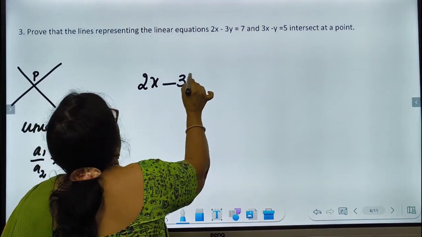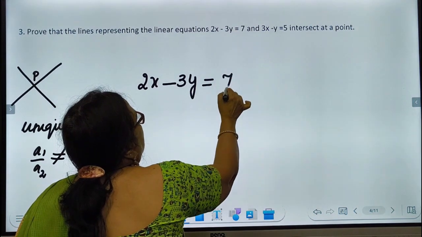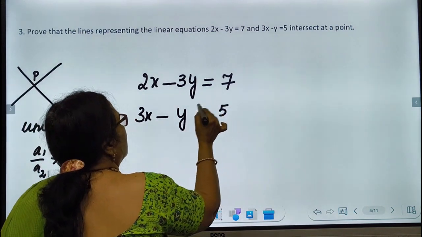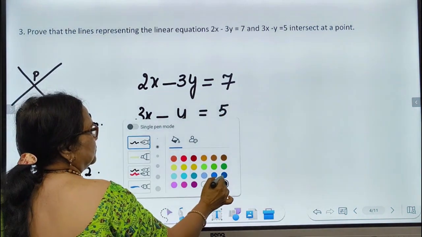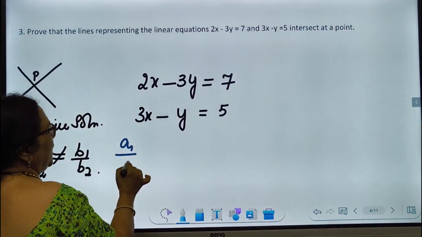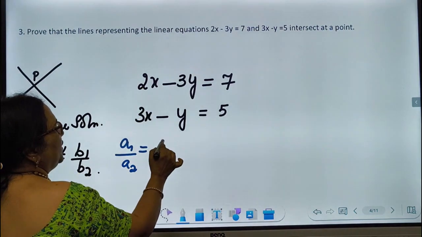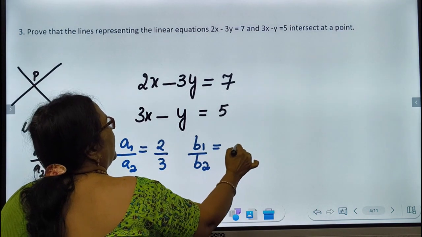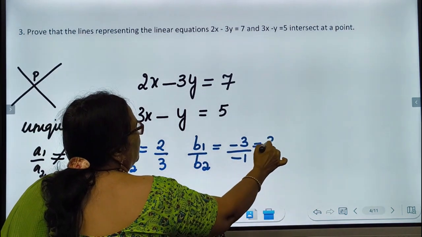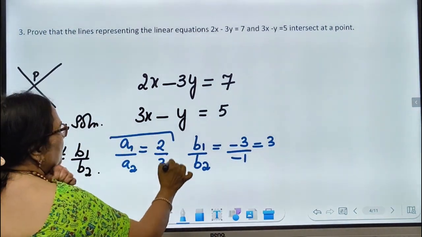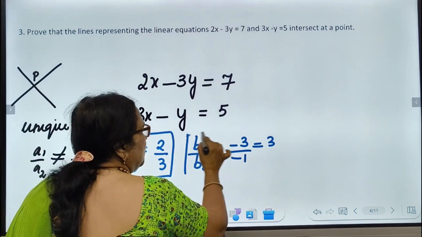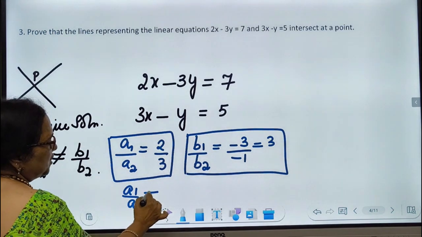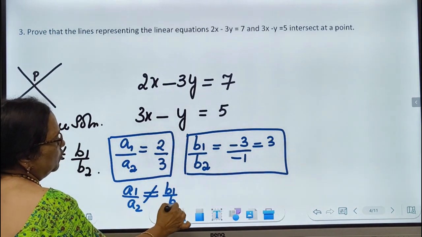2x minus 3y equal to 7. 3x minus y equal to 5. So A1 by A2 is the coefficients of x, 2 by 3. B1 by B2 is minus 3 by minus 1, which is 3. So the A1 by A2 is 2 by 3. B1 by B2 is 3. Therefore, A1 by A2 is not equal to B1 by B2.